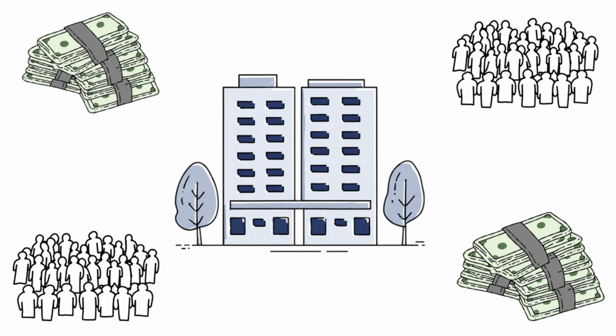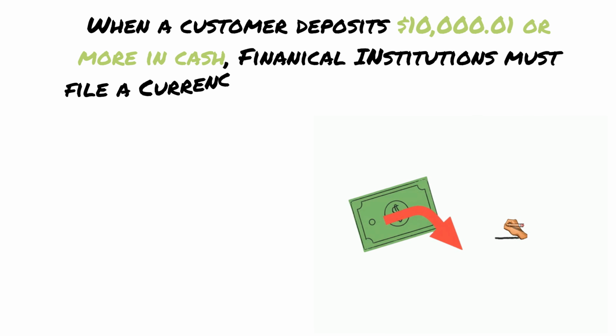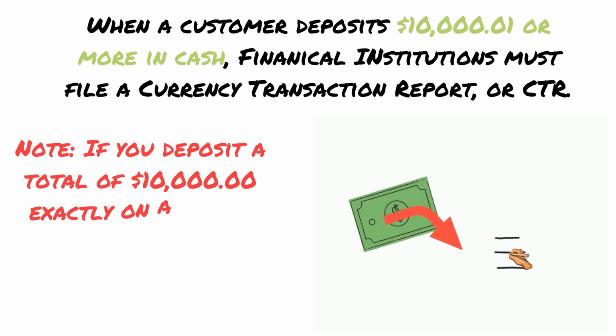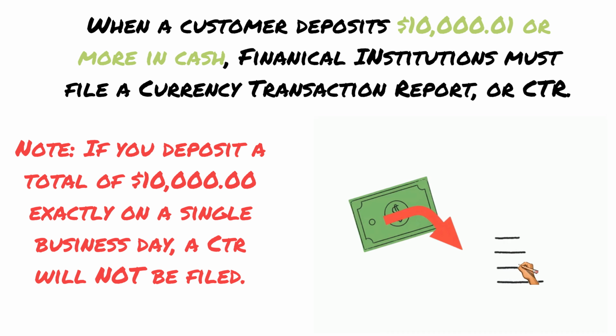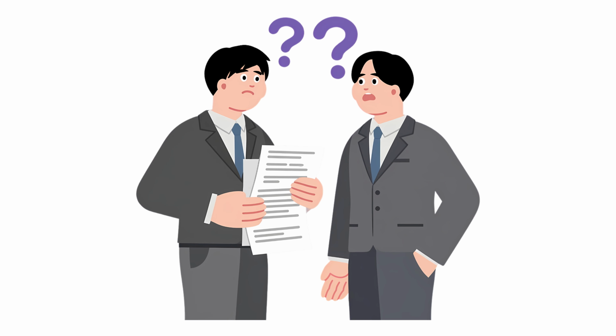Why is this important, you may ask? When a customer deposits or withdraws $10,000 or more in cash, financial institutions in the U.S. are required to file a currency transaction report, or CTR. But wait, where did this rule come from? Why does it matter to anyone not working in anti-money laundering?